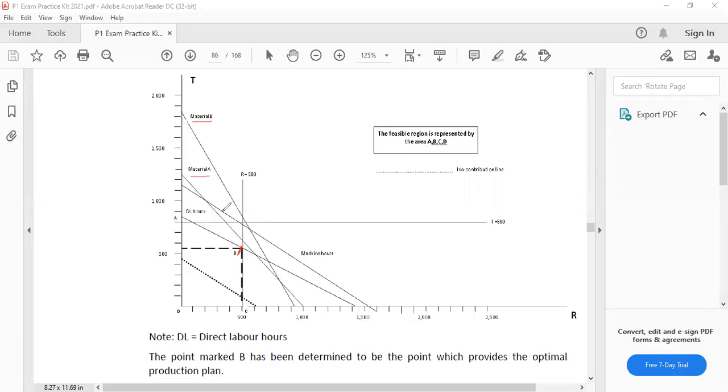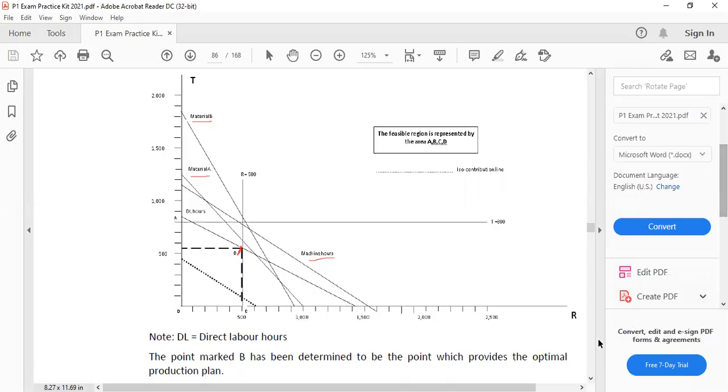And then this one, this slanting line is Mechanards. Mechanards is also not touching the optimal point. It is going above that. So there is underutilization. Therefore, that also doesn't have a shadow price. Now, direct labor hours is touching the optimal point. It is equal to the optimal point. So only this one is passing through that. So therefore, direct labor alone has the shadow price in this particular situation.